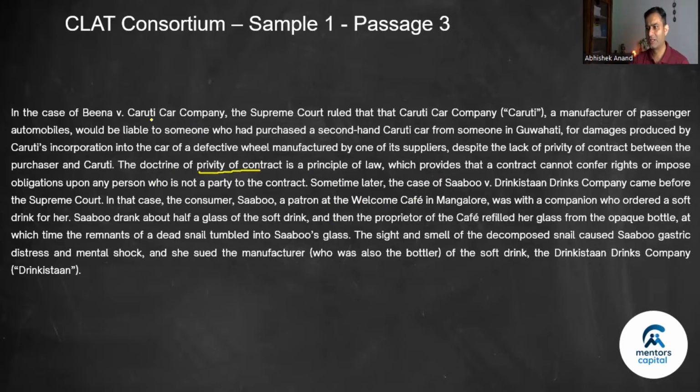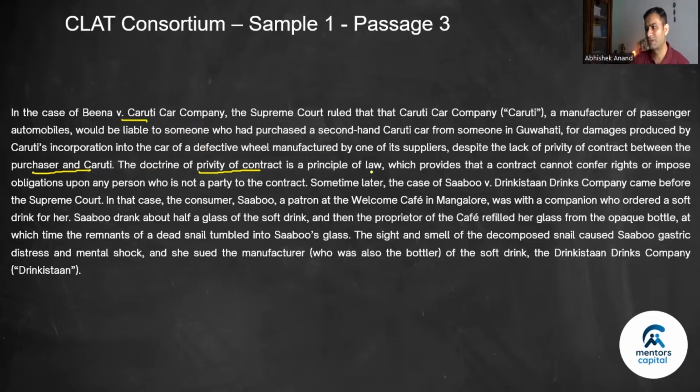So in the case of Bina versus Karuti Car Company, what happened? There was a second-hand buyer of the car. Karuti, as a car company, did not have a contract directly with the second-hand car owner. The Karuti Car Company would have had a contract with the first-time new car customer. But the court ordered that the car company is liable for any damage incurred even by the second-hand car owner.